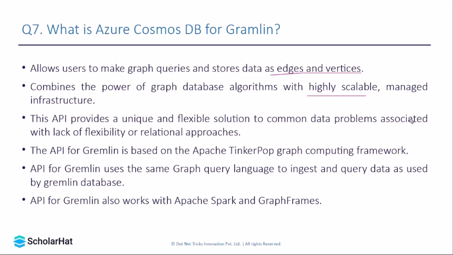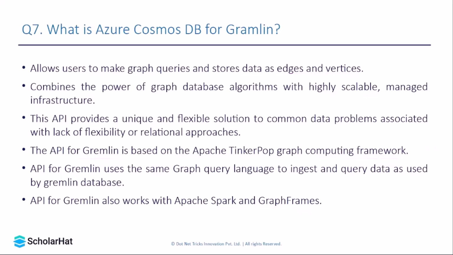One question that can also come up here is, what is the computing framework for the Gremlin API, and the answer is Apache TinkerPop. So Apache TinkerPop is the computing framework for the API for Gremlin. The API for Gremlin also works with Apache Spark and GraphFrames, which is basically used in the case of big data processing queries. So this is all about Azure Cosmos DB for Gremlin.